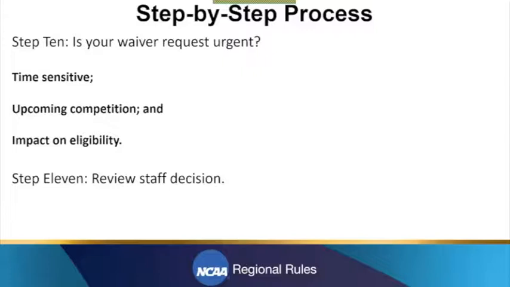Step 11, reviewing the staff decision. The staff will provide that notification to the membership regarding the outcome of their waiver. So make sure that you understand, are there any conditions set upon this waiver? There's a separate box that will outline what conditions. If there are no conditions, there'll just be a rationale on how the staff came to that decision and outcome, and that will break it down. So make sure that you understand what that decision is and how it's being reflected.